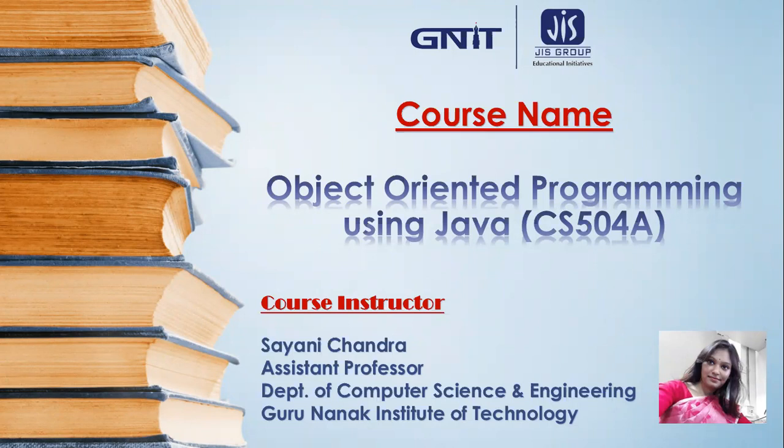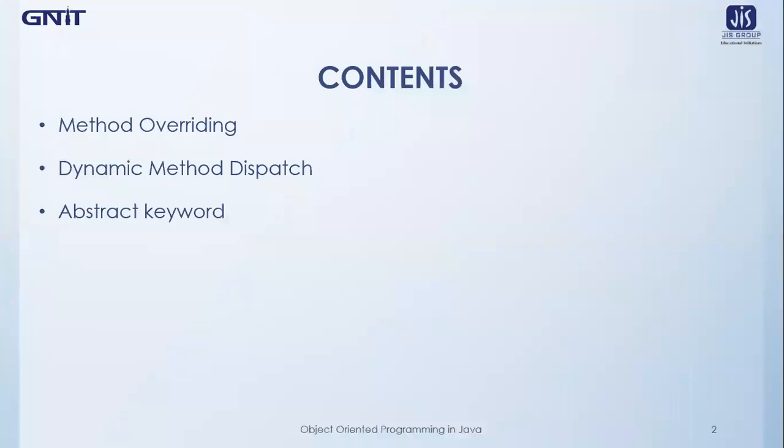Let's look at today's lecture contents. Today we will learn about method overriding that is applicable in inheritance. Then we will learn how method overriding can be applied in order to achieve dynamic method dispatch or runtime polymorphism. And last but not the least, we will learn the abstract keyword which is applicable before a class or before a method in case of inheritance.